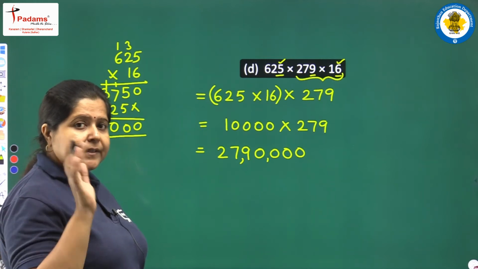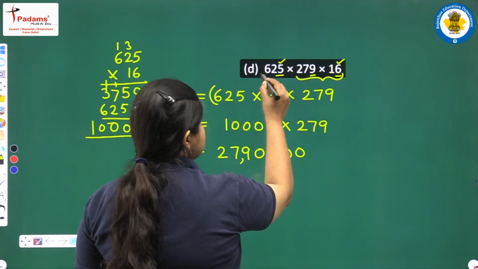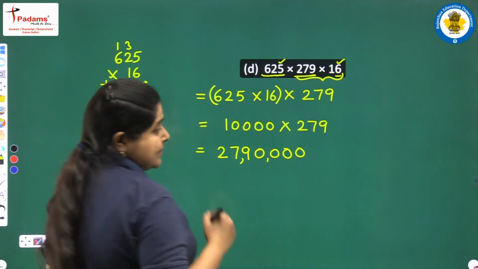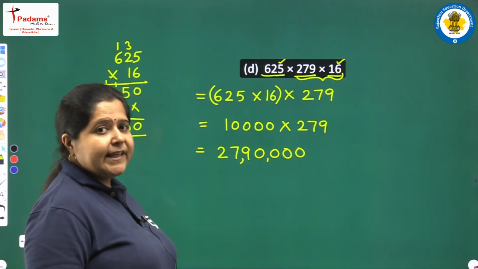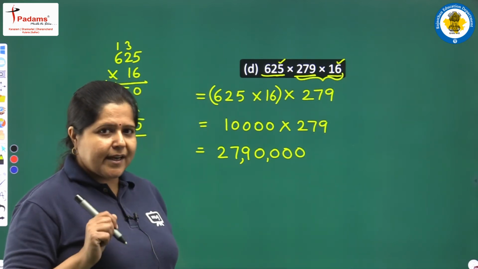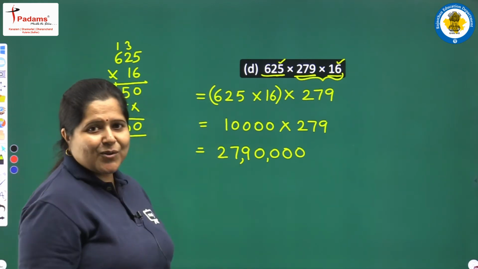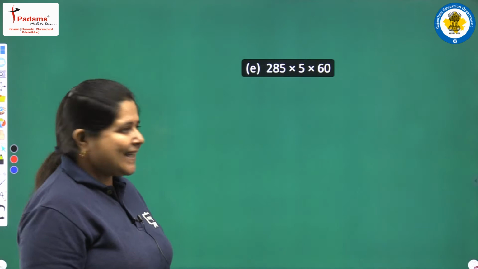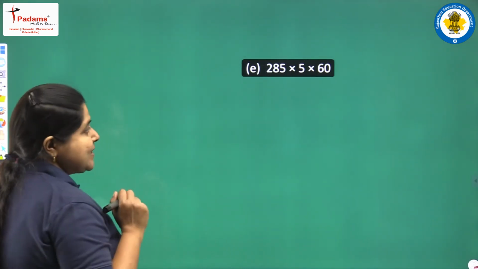So you can easily compare the methods, both the methods. One, the usual method that you used to do earlier, multiplying the three numbers. If you would have chosen to multiply these two numbers, then get a long answer and multiply by 16, then obviously you wouldn't have got the answer till now. Whereas we are having the answer by this different method so quickly. We take up the second or the next part, 285 into 5 into 60.